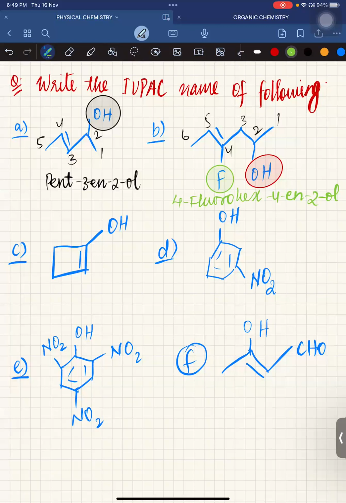Alcohols, phenols, and ethers, right? Topic. Ethers.